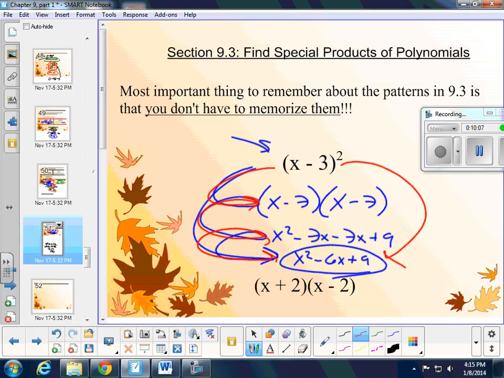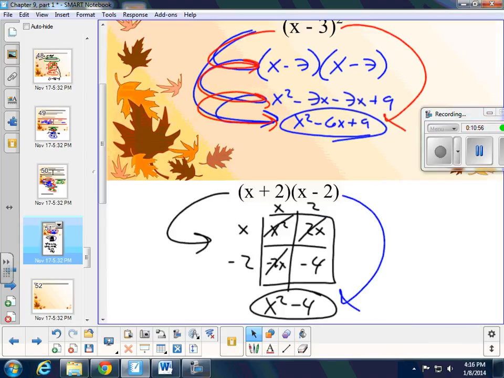You could still go negative 2x and negative 4. And then when you start collecting, these two cancel, and then minus 4. And so even without knowing the shortcut, without going this direction, you still got the right answer. You just had to make your table and then your answer.